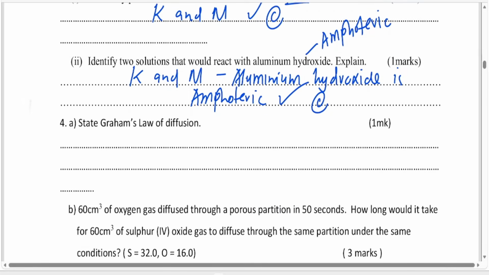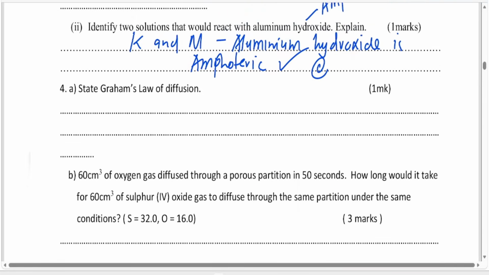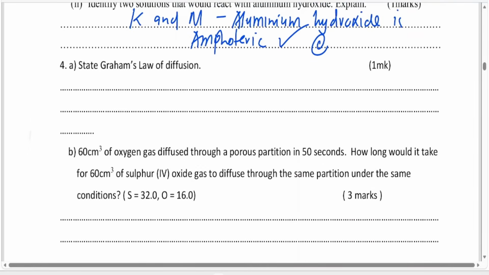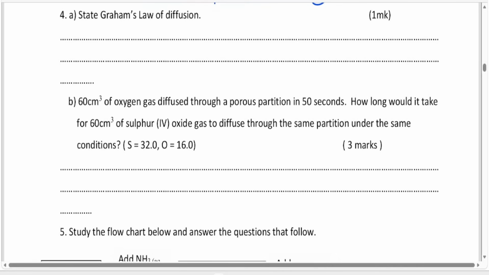Moving to part 4 of this paper, question number 4. State Graham's law of diffusion, as learned in Form 3 in the topic gas laws. How does it state? Graham's law states that the rate of diffusion of a gas is inversely proportional to the square root of its density at constant temperature and pressure.